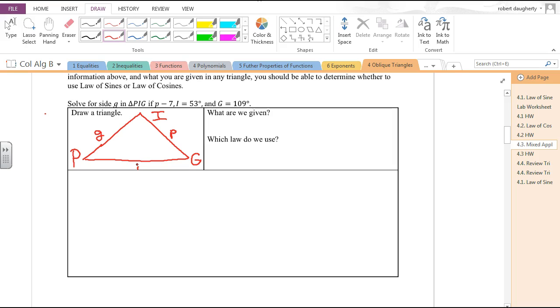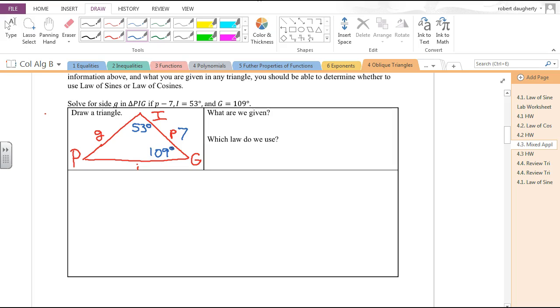Now, what am I given? P, this is instead of a minus sign, is an equal sign. P equals 7, so this side is 7. I is 53 degrees, that's this angle right here, and angle G is 109. So, which law would I use? Sine or cosine? With sine, I need to know an angle and an opposite side. Do I know an angle and opposite side?